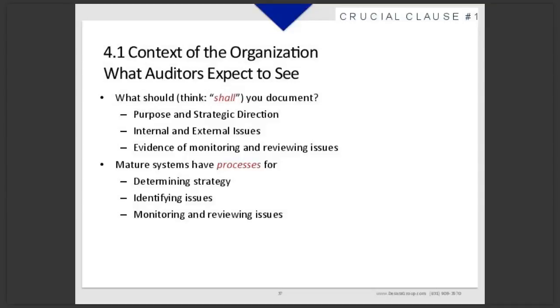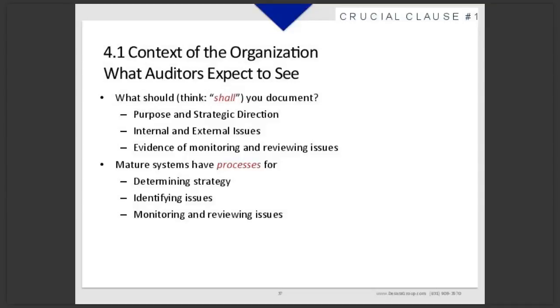They would also like to see your internal and external issues identified in writing. You know why? You're expected to monitor and review them. Pretty hard to review something if you don't have it written down. So they would expect to see evidence that you've been monitoring and reviewing. We'll talk about that later, but that could be during management review, or, well, I'll just say this here. Management review is only one way to monitor and review issues.